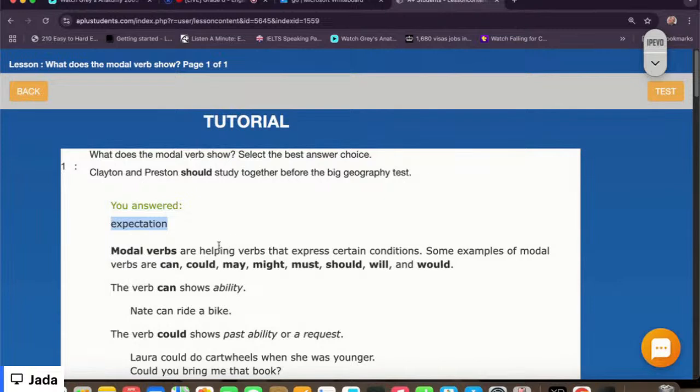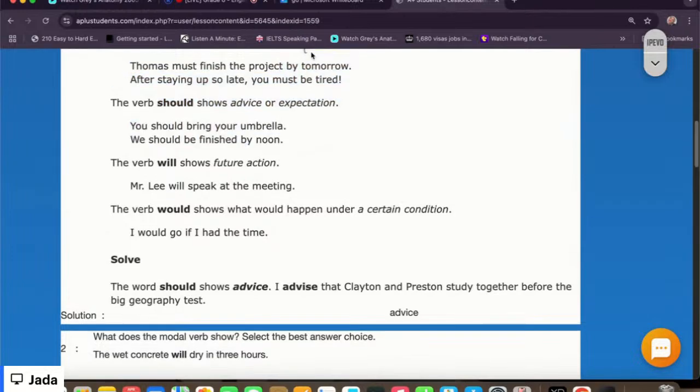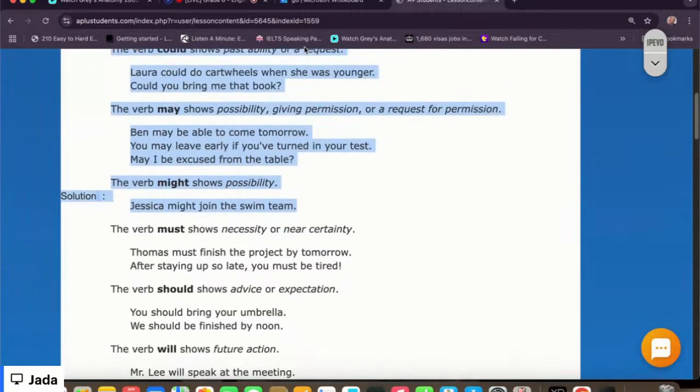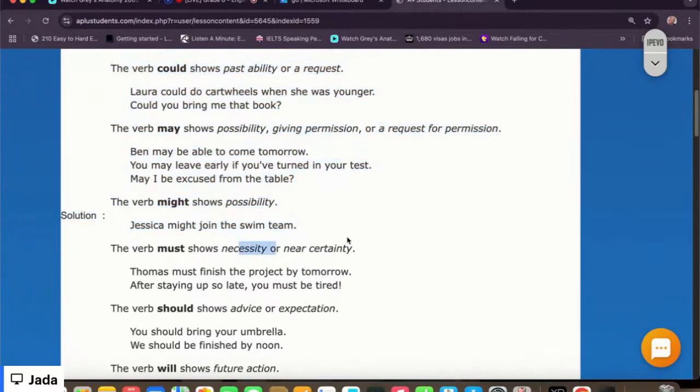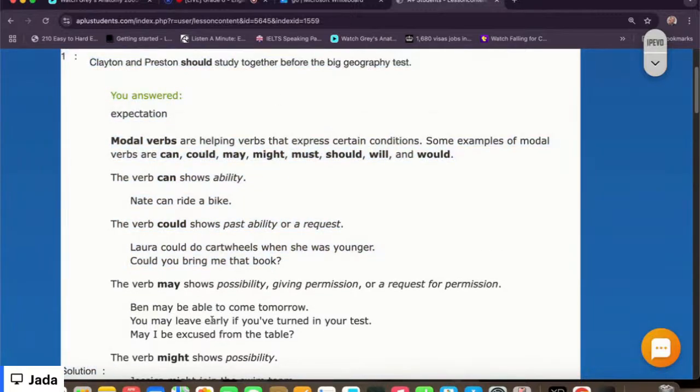All right, so we'll continue. This lesson is about what the modal verb shows. We know the modal verbs and the different ways we can use them. Would shows what would happen under a certain condition, will shows future action, should shows advice or expectation, must shows necessity or near certainty, might shows possibility, may shows possibility, permission, or request for permission, could shows possibility or request, and can shows ability. Let's look at some examples.